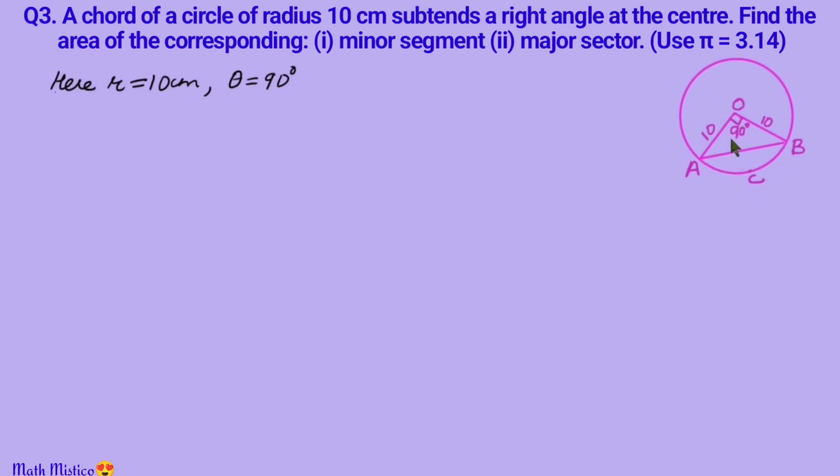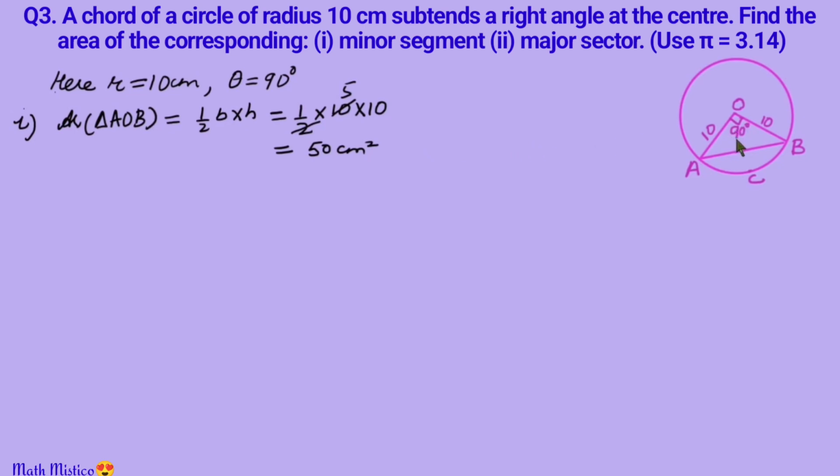As AOB is a right triangle, OA and OB are its perpendicular and base. And so the area will be half into base into height, that is half into 10 into 10, equal to 50 centimeters square. If you find it difficult to handle many things at a time, you can separately find the area of the sector and then subtract the two to get the area of the minor segment. I am doing it directly.